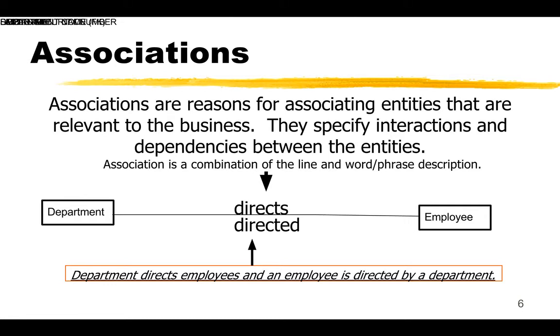For example, here we have a department and an employee. If you start from left to right, the department directs employees, and the employee is directed by the department. See that? The department directs employees, and the employee is directed by the department. So they're going to be associated with each other. Okay?